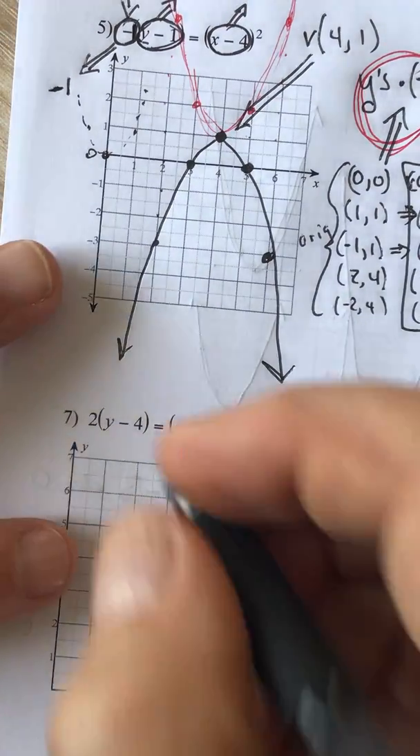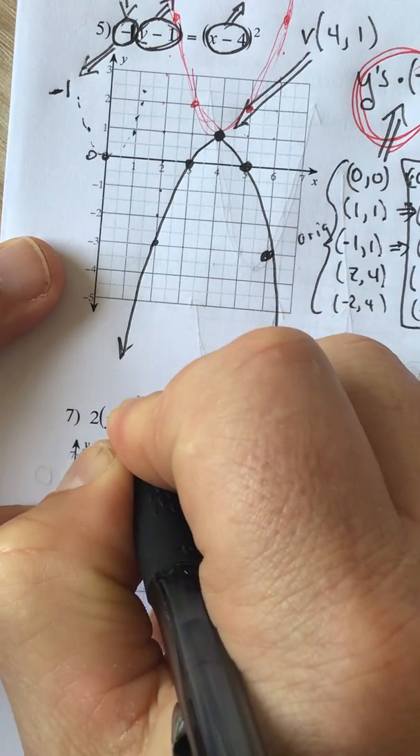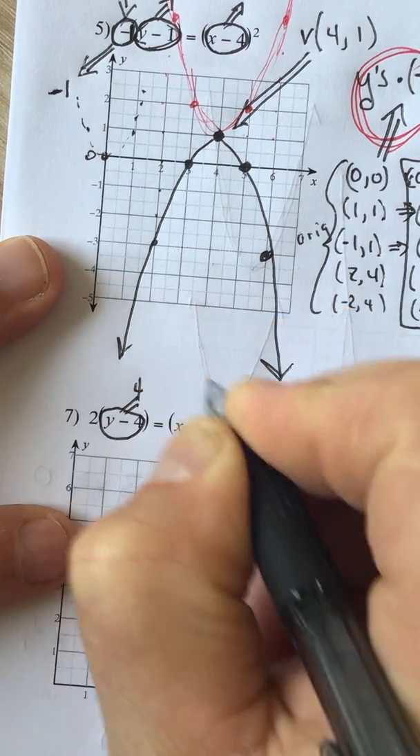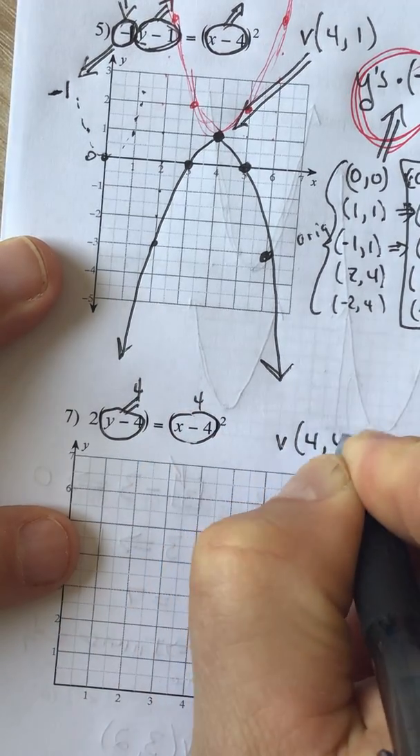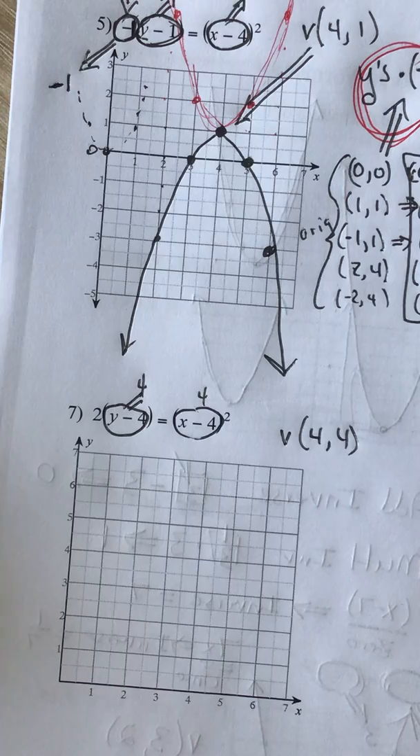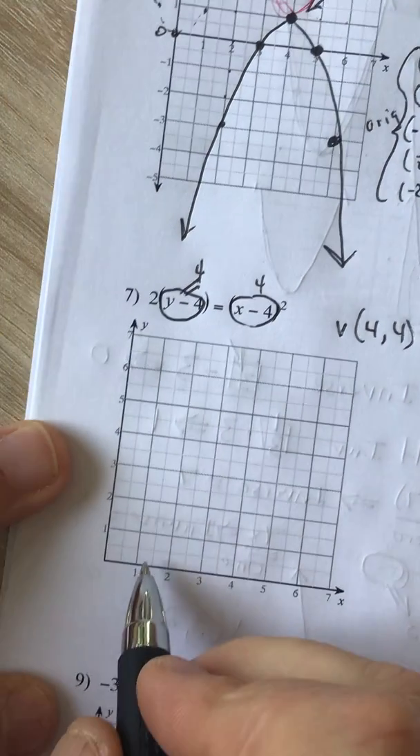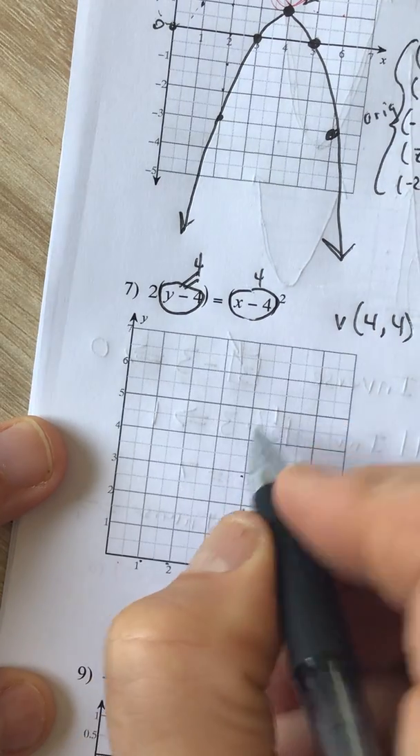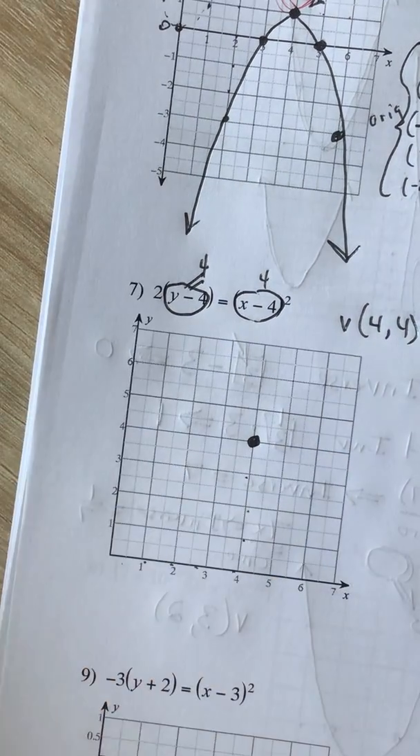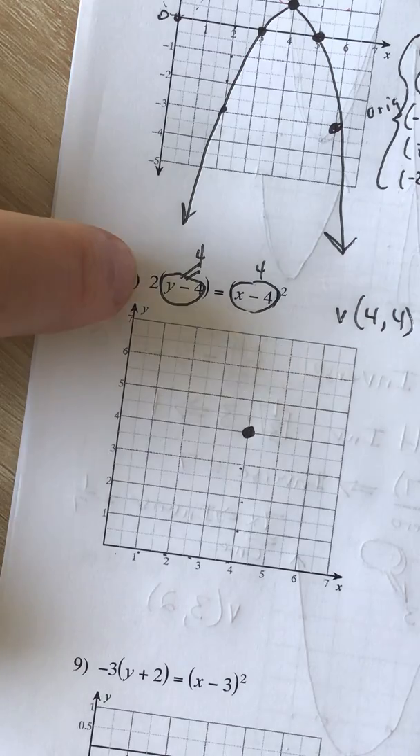Okay, let's look at number 7. There's the y vertex at 4. There's the x vertex at 4. So the vertex is now at 4, 4. That's easy enough. Here's 0, 0, 1, 2, 3, 4, 1, 2, 3, 4. So there's the new vertex.